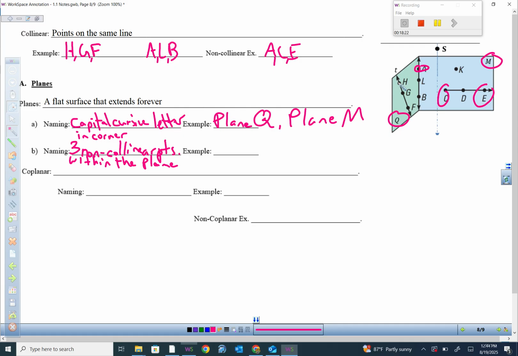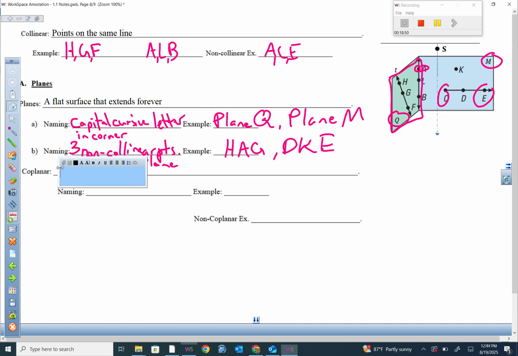Example, so I couldn't say HGF, but looking at this blue-green one, I could say HAG because A is not on that line. I could also say, with the blue one, DKE. Those are options, okay?